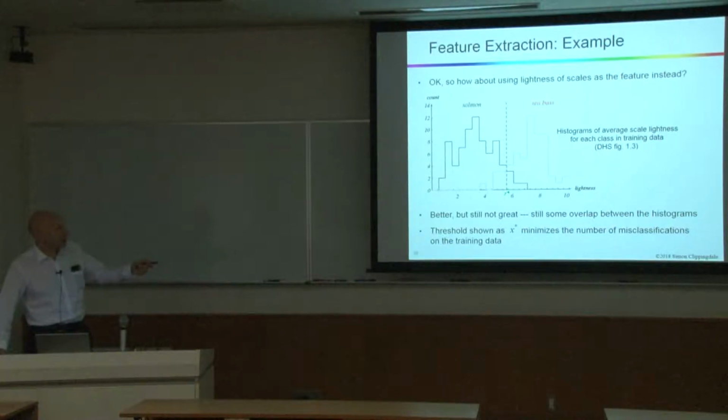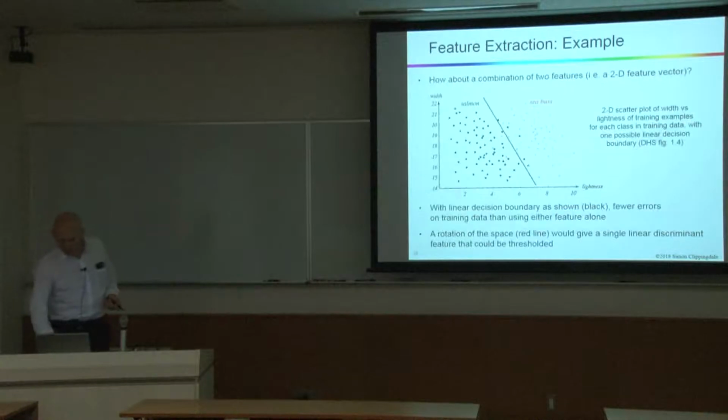If you put the boundary there and you say everything lighter than that is a sea bass, everything darker than that is a salmon, then you're going to make fewer errors than you made using length, but there's still some overlap. These sea bass and these salmon here are still going to get misclassified. So that's not ideal. Well, how about if you use both those features together?